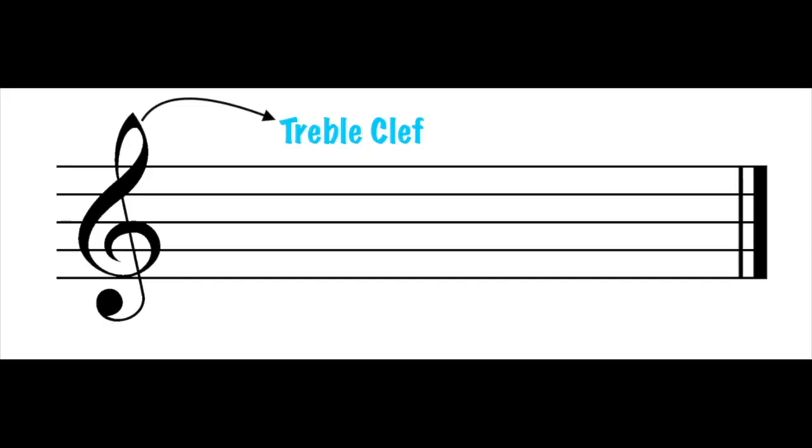We have on the music staff 5 lines. 1, 2, 3, 4, and 5. 5 different lines. And we always count from the bottom up when we refer to the music staff. The bottom line is line 1. The top line is line 5. That's how we always count from bottom to top.